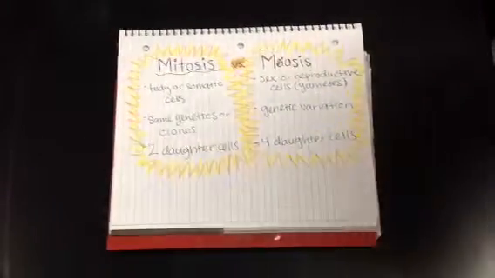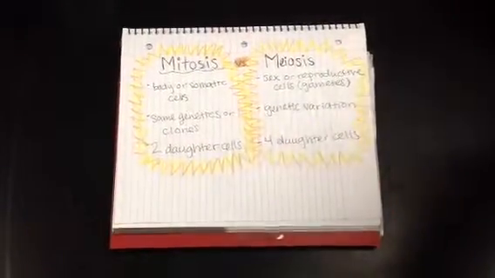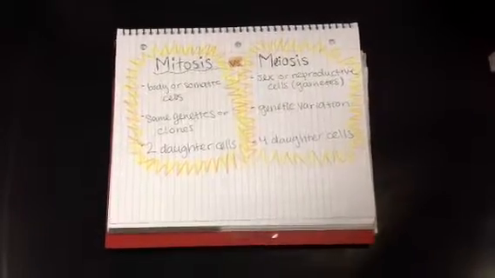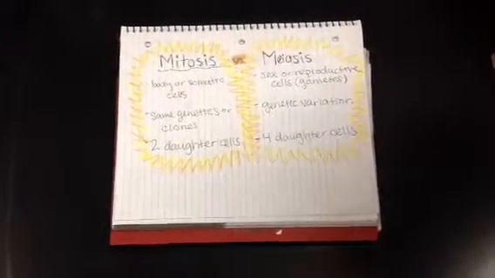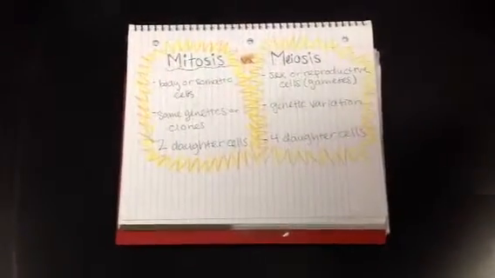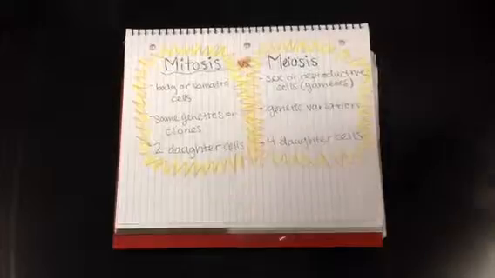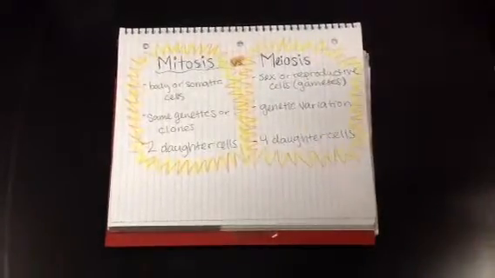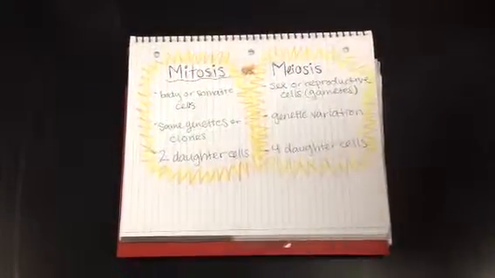The differences between mitosis and meiosis are: mitosis has body or somatic cells, and the daughter cells have the same genetics, or are clones, and it has two daughter cells. Meiosis is sex or reproductive cells, otherwise known as gametes.